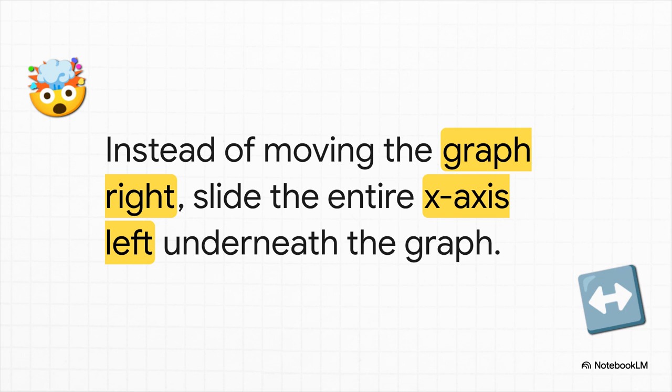The graph of f of x is drawn on a clear sheet of plastic, and you're holding it perfectly still, okay? Now, for f of x minus 3, what you're actually doing is sliding the grid paper underneath it 3 units to the left. So from the grid's point of view, what happened to the graph? It now looks like it's 3 units to the right. The graph never moved. Your perspective did.